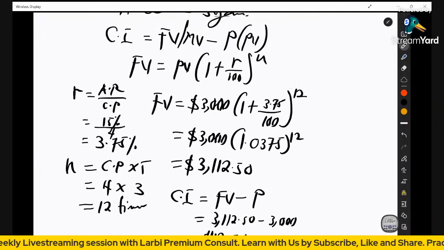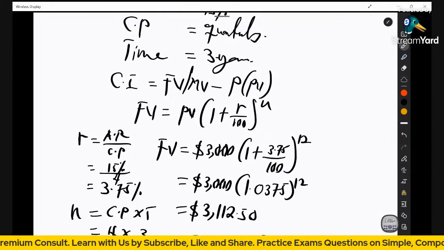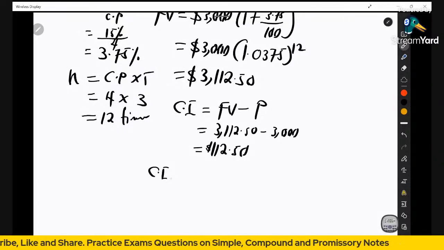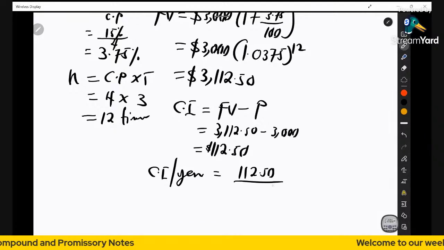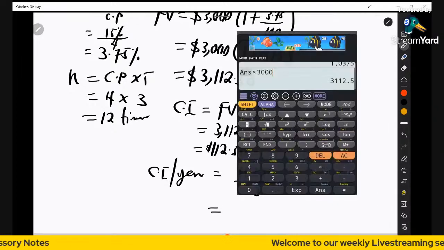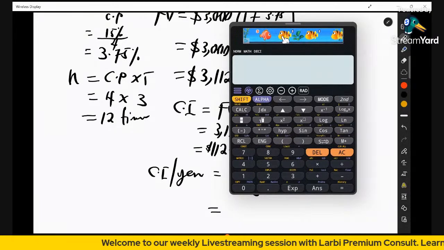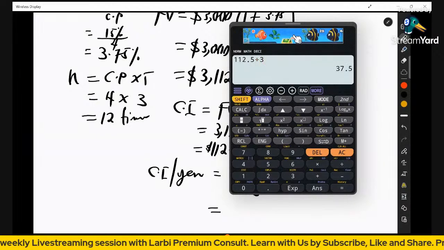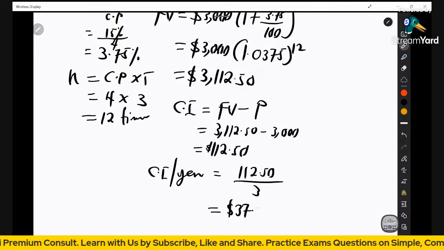But there are also instances where they will ask you what will be the compound interest for each year? We have 3 years here. So what are you going to do? All I want to do is for us to know the compound interest for each year. That should be the total compound interest of 112.50 divided by 3. And whatever you get becomes the compound interest for each year. So that will be 112.5 divided by 3, and we get 37.5. It can be examined on that.